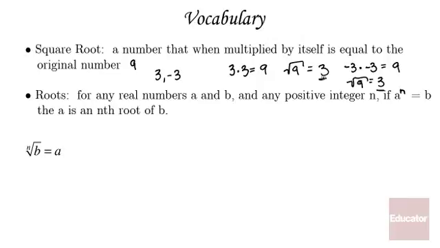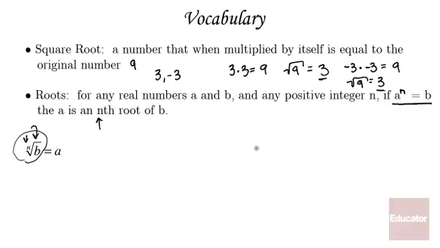For any real numbers a and b and any positive integer n, if a to the n power equals b, then we would say that a is an nth root of b. So this n is interchangeable for any number. And this is how it would be written. The nth root of b equals a.